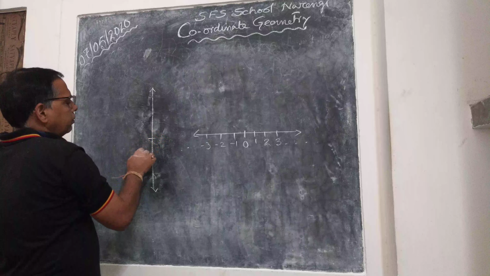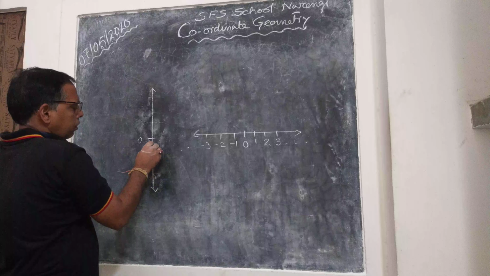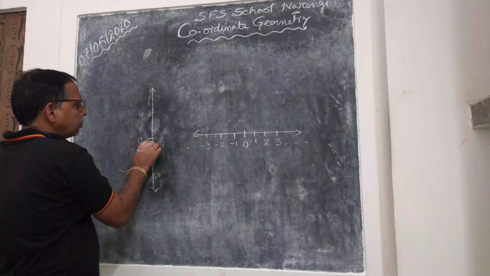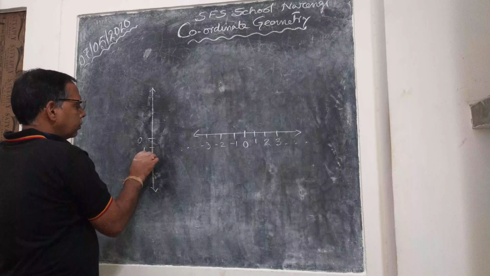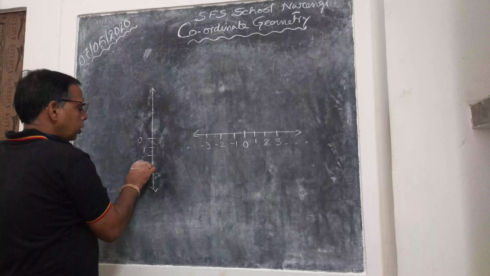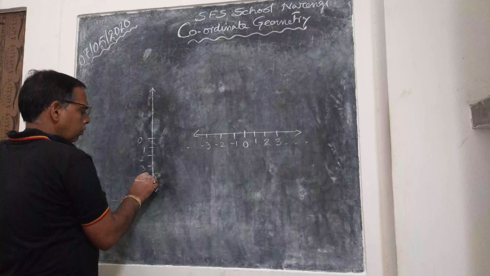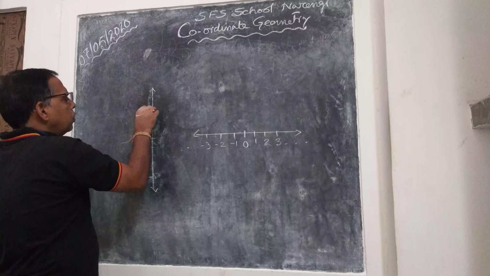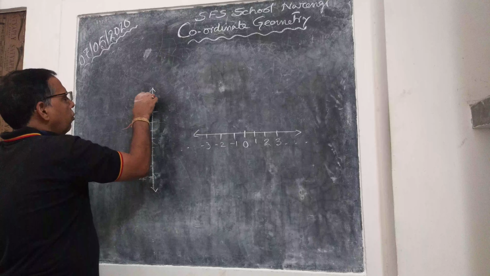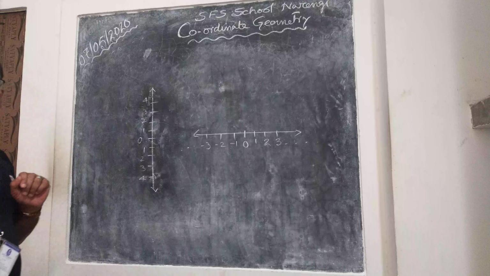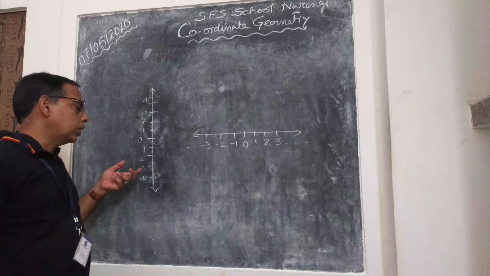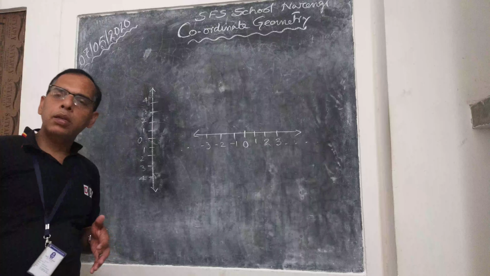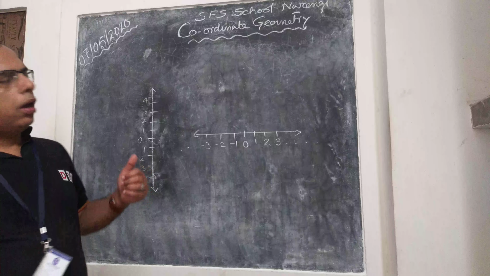This is vertical, so 0. Then you see 1, 2, 3, 4. Now you tell me which side it will be positive, whether it is downside or it will be upper side.